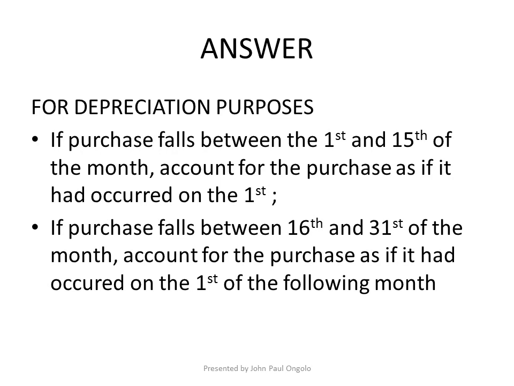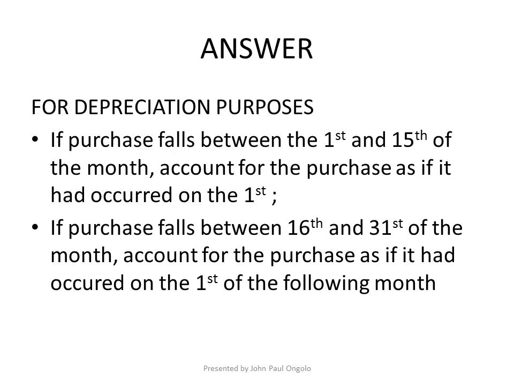For depreciation purposes, if a purchase of a fixed asset falls between the 1st and the 15th of a given month, then we are going to account for the purchase as if it occurred on the first day of the month. But if the purchase falls between the 16th and the 31st of the month, then you are going to account for the purchase as if it had occurred on the 1st of the following month. This is only for depreciation purposes. If it's to record the transaction of a purchase, we record the transaction on the day it has occurred.